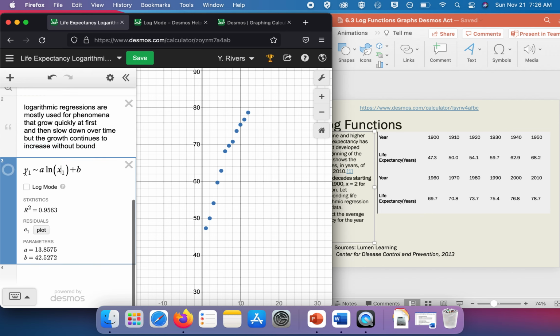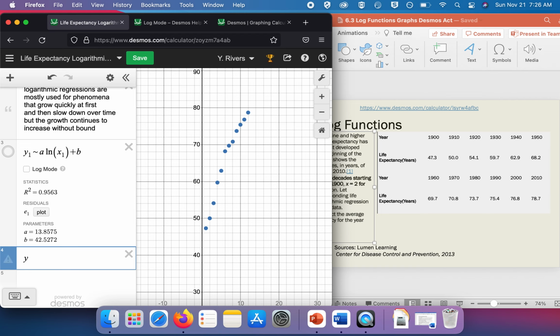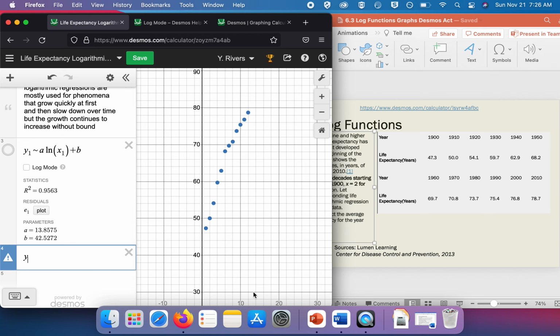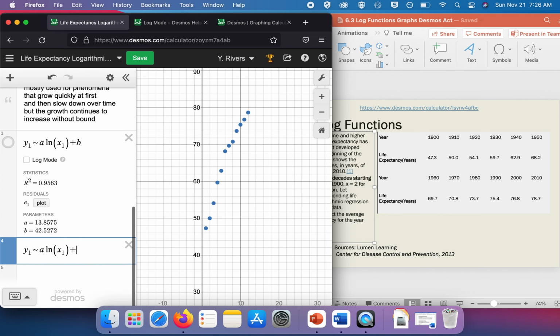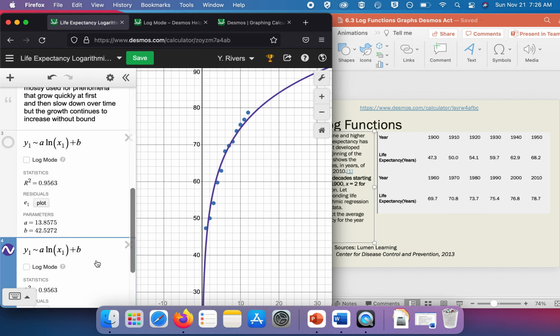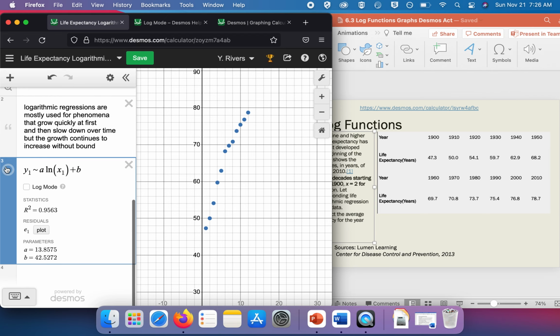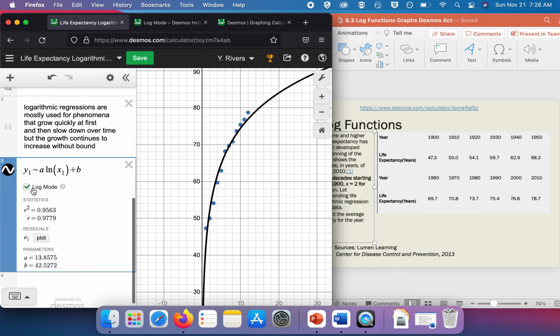So how do you do this? You're going to put in a new line, y sub 1, so y, and then for the subscript, I use the key next to my 0, shift, and then the minus sign. And then I put this tilde, which is on the left side of my keyboard, then ln x sub 1, and then plus b. This might take you a minute or two to figure out how to type in. Okay, I'm going to select log mode here.